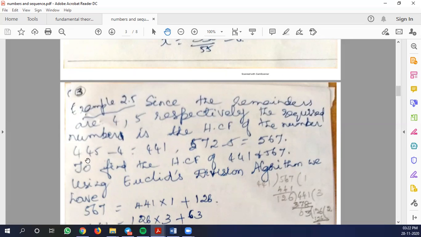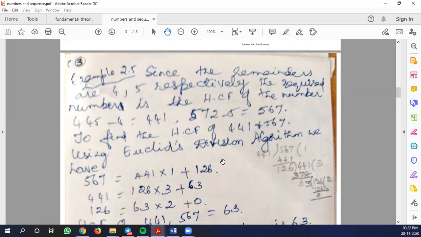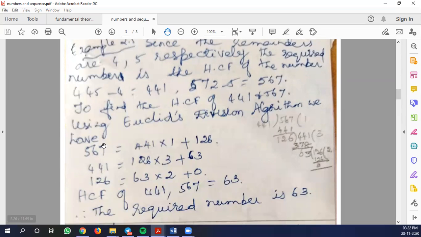So first you subtract 4 from 445. What will you get? 441. Then subtract 5 from 572. Since you are getting the remainders 4 and 5, those remainders are to be subtracted from the given numbers. Okay. So if we subtract, you will get 567. Now we have to find the HCF of 441 and 567. So by Euclid's division algorithm, we take 567 and 441.